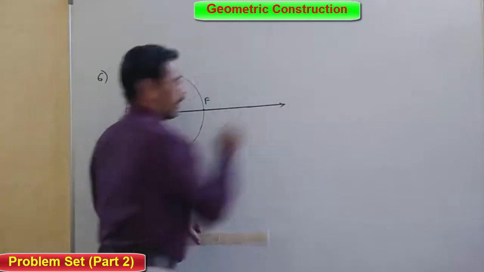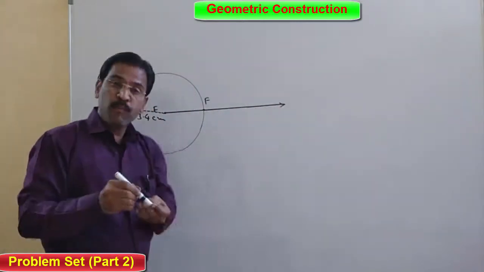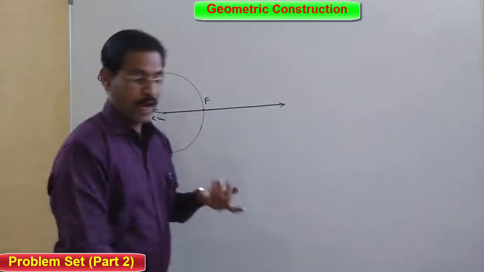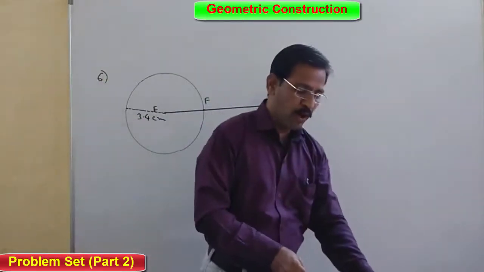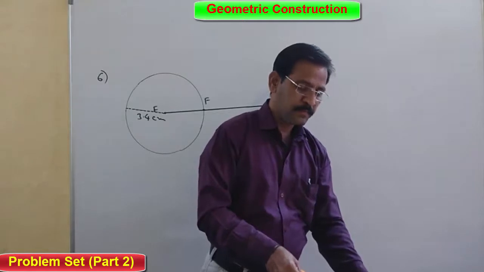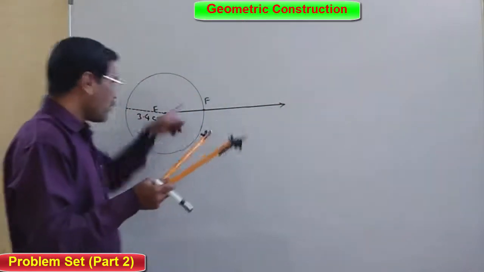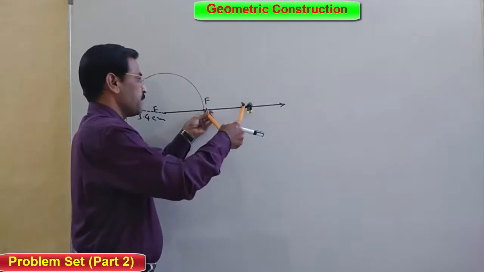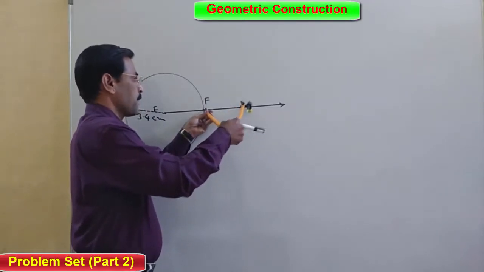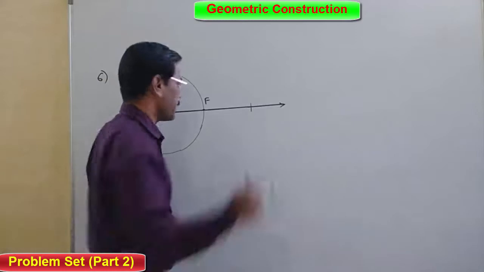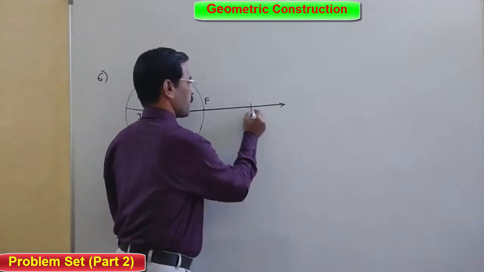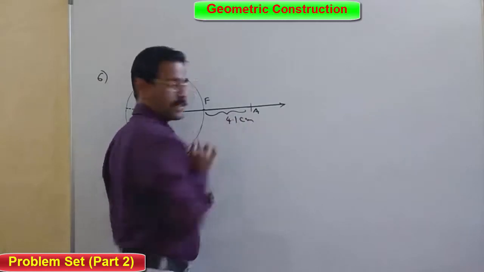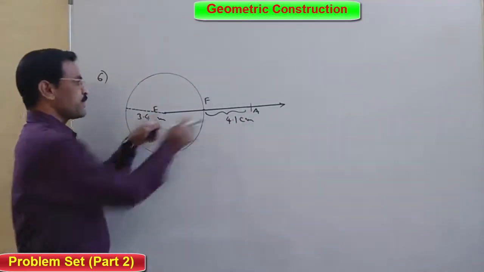Now, what is our next part? 4.1 centimeter from F, we have to take point A. So I will take 4.1 in the compass. And from F, we have to take point A. This is point A. The distance here is 4.1 centimeters. Understand? This is obviously 3.4.